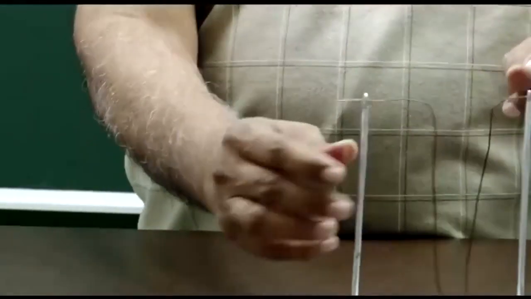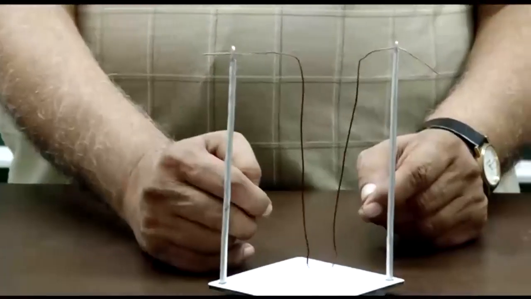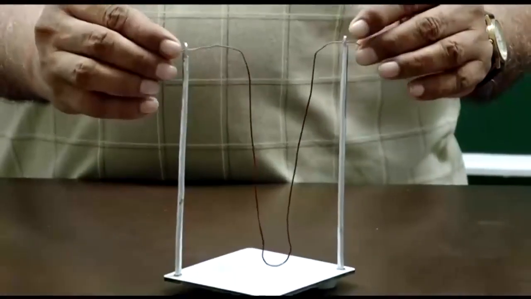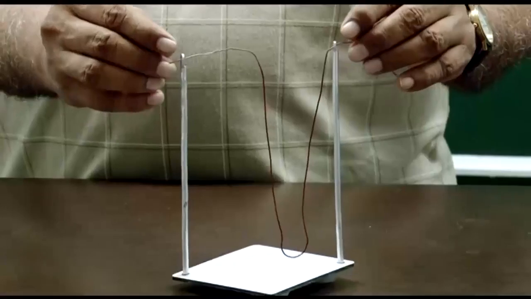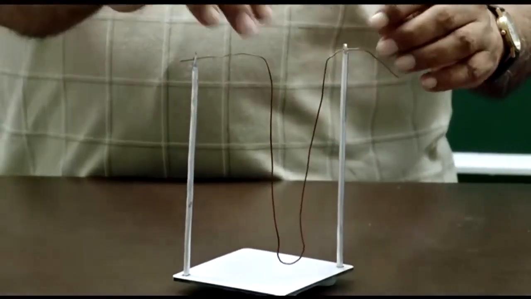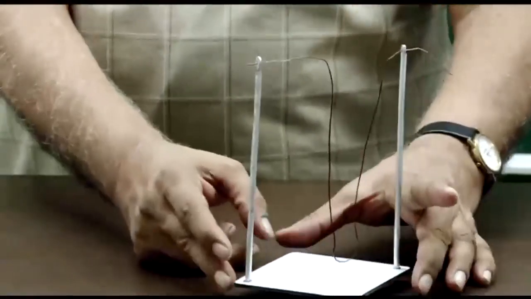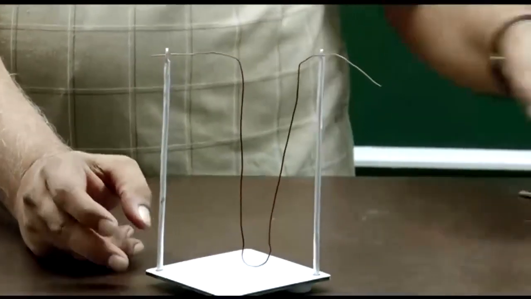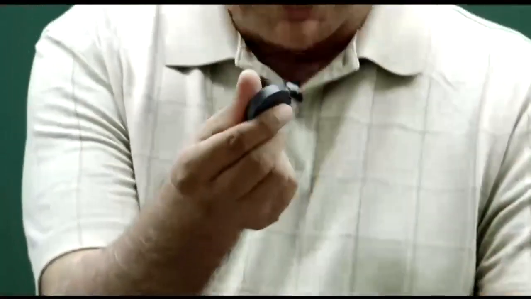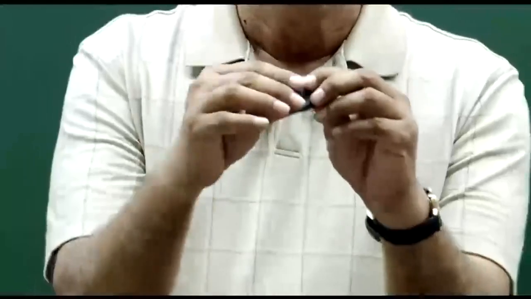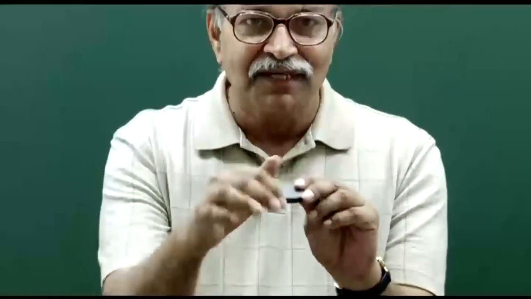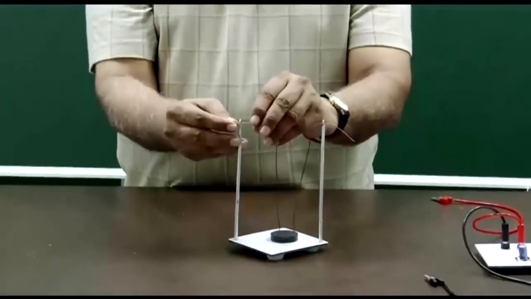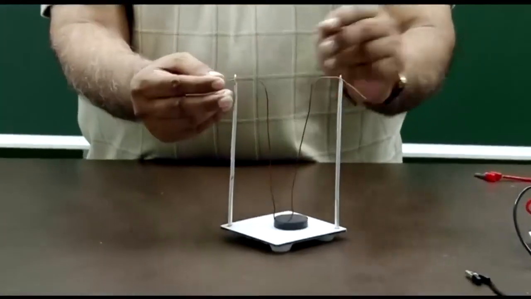Once they are in place, this whole thing can move like a swing. We normally call it a swing experiment because this wire can swing here. Now we have a magnet, this time also cylindrical, but flat disc type, height is small and radius is more. So I can put it here near the base.